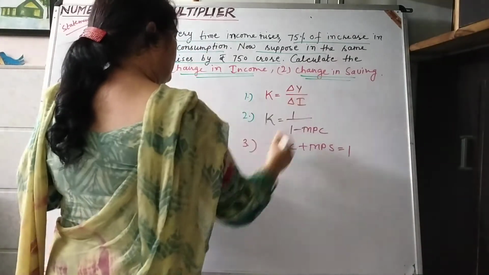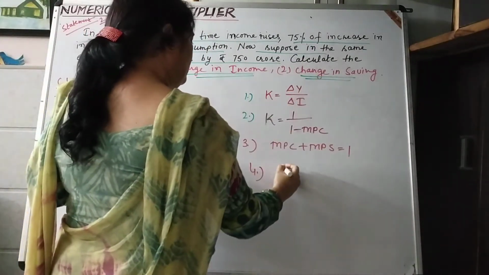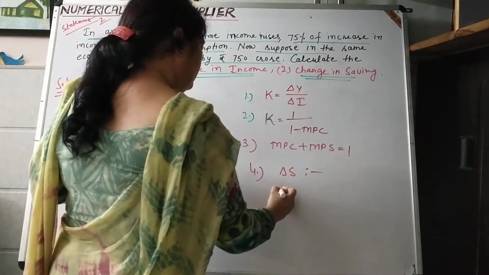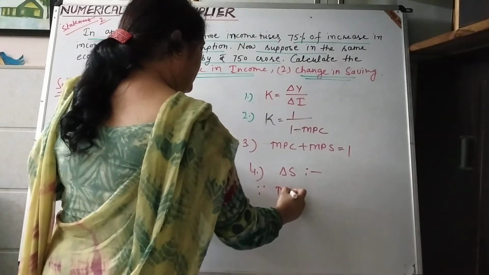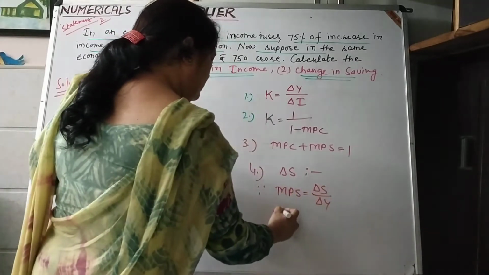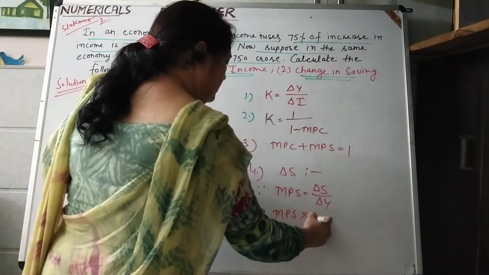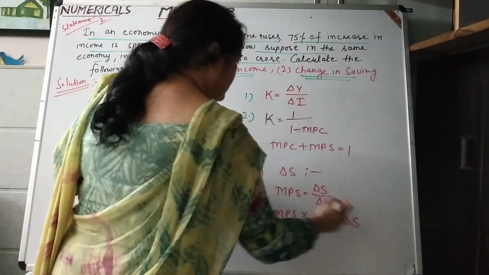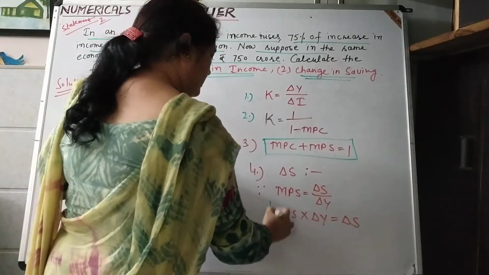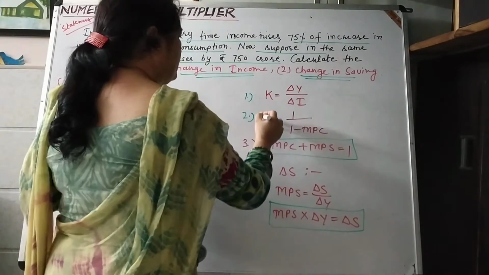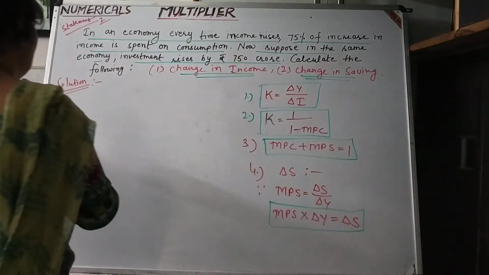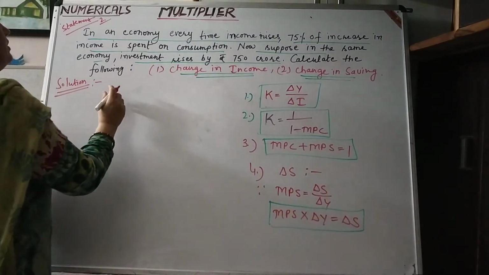Then we have to calculate change in saving. Because MPS is equal to delta S upon delta Y, MPS multiplied by delta Y is equal to delta S. So we will use all these 4 formulae in our assignment. Let us start with number 1.